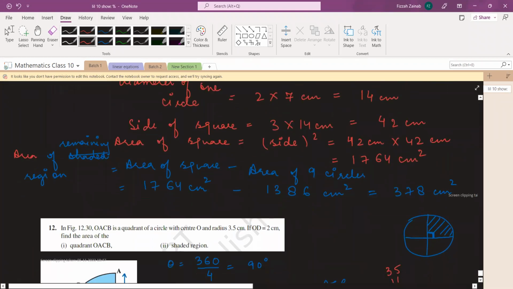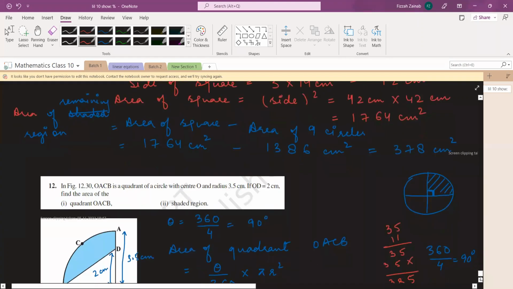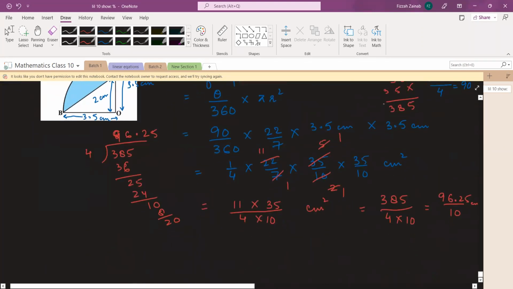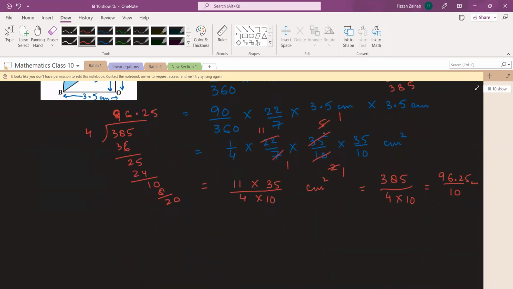Okay. I cancelled it by 5, Martin. There was a 5 in the numerator, right? 7 into 5 is 35, and then from that 5 I get 5 into 2 is 10, and then 2, I cancel 22, so I get 11. Okay, so 96.25 divided by 10.